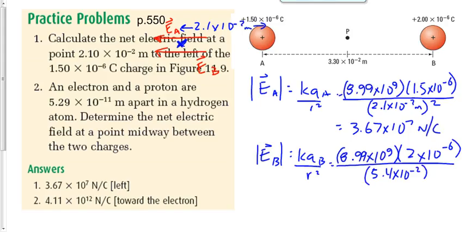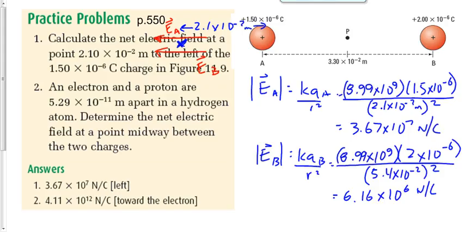Jacob, where'd you get that value? Yeah, R stands for the distance from the charge to wherever it is that you're trying to find the field, from the producer to where you're trying to find the field. The distance is not 3.3 or 2.1. The distance from charge B to that point is the sum of those, 2.1 plus 3.3, or 5.4 times 10 to the negative 2. Jacob, do you have the number for electric field B there? 6.16 times 10 to the 6 newtons per coulomb.